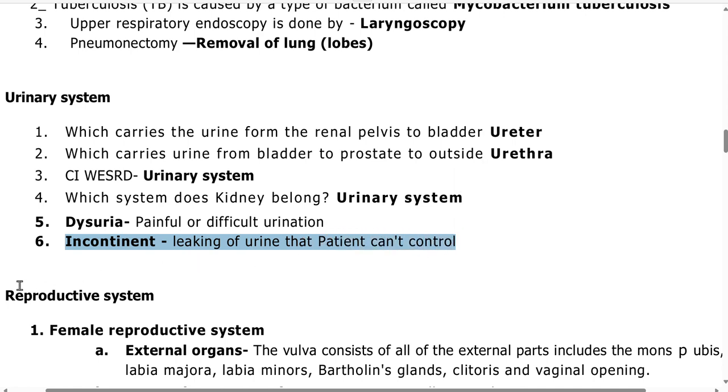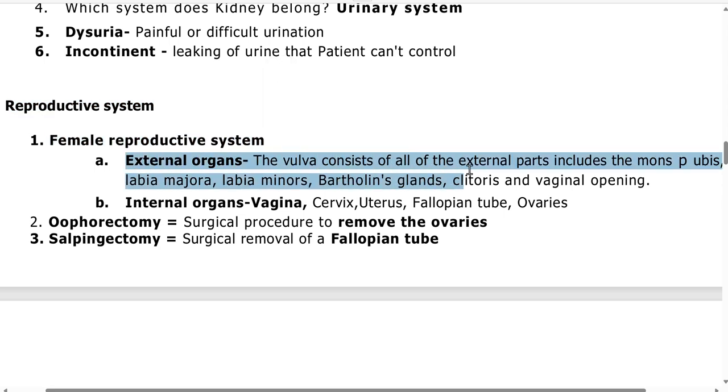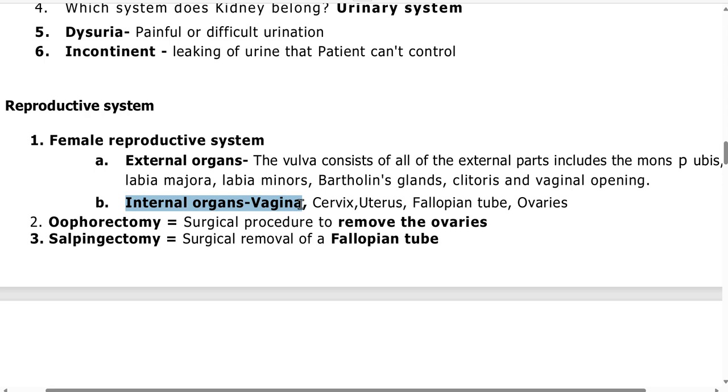Reproductive system. 1. Female reproductive system. A. External organs. The vulva consists of all of the external parts, includes the mons pubis, labia majora, labia minora, Bartholin's glands, clitoris and vaginal opening. B. Internal organs: vagina, cervix, uterus, fallopian tube, ovaries.